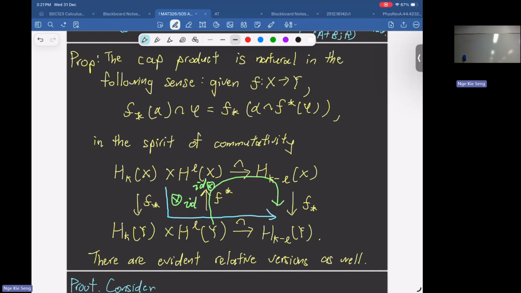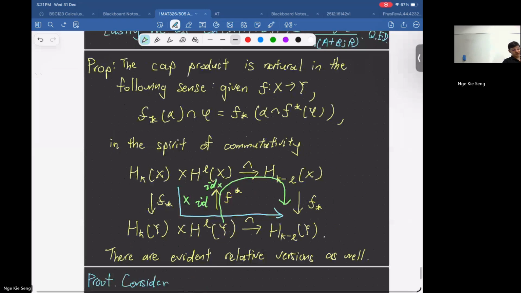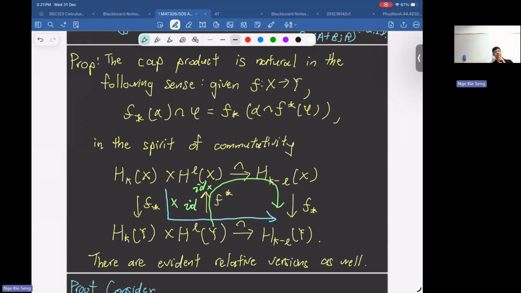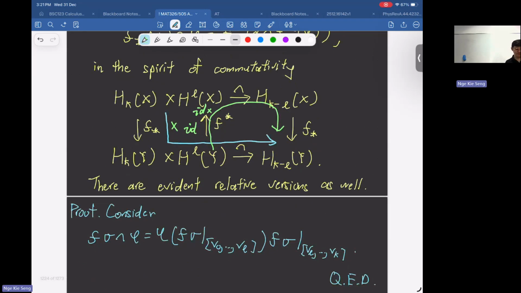So one map you take F star tensor identity. I say tensor, this is not tensor. Maybe just take a cross. Yeah, just take a cross. It's like the matrix, a 2x2 matrix, on the diagonal side. Okay.